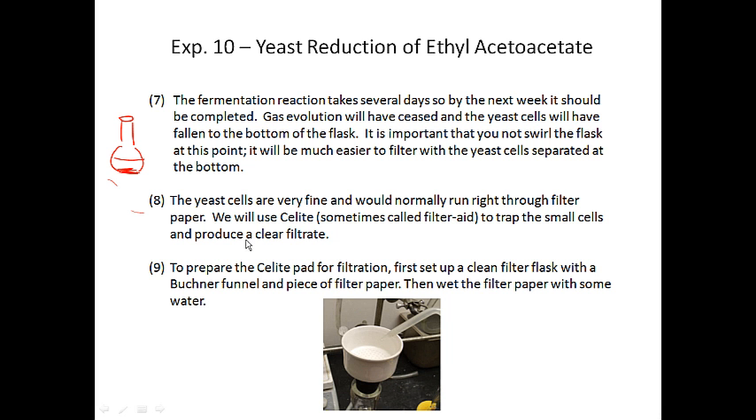If we try to filter this solution through normal filter paper, the yeast cells would run right through. They're very fine. And so what we're going to do is use a compound called Celite, which is also called Filter Aid. And we're going to try and trap the yeast cells and get a clear filtrate. Now, Celite turns out to be diatomaceous earth.